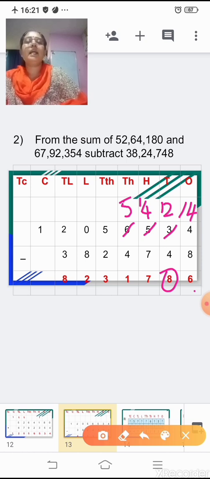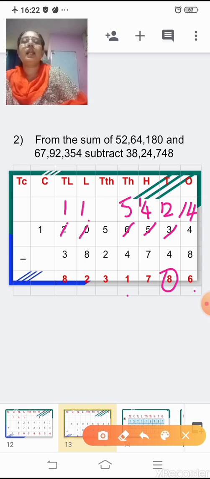In the thousands place, 5 minus 4, it is a direct subtraction. You'll get the answer as 1. In the 10,000s place, it is 5 minus 2, that is 3. In the lakh place, it is 0 minus 8. 8 you cannot subtract from 0. So you'll borrow from the 10 lakh place. This will become 1. And when you borrow the number from the 10 lakh place, in the lakh place, it will become the number 10. Now 10 minus 8 is 2.